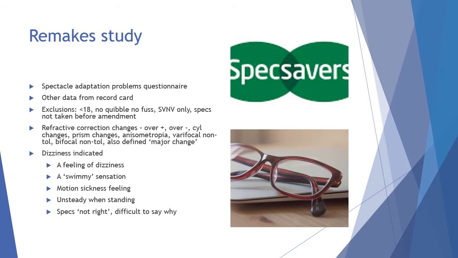We then classified the refractive correction changes into overplussing, overminusing, cylindrical changes, prism changes, etc. And we also defined what a major change would be. We decided a patient was indicating that they were dizzy if they ticked any of the boxes that said they had a feeling of dizziness, a swimmy sensation, a motion sickness feeling, unsteady when standing, or spectacles just not right and difficult to say why, because that is something that people do struggle with. They struggle to actually define dizziness.